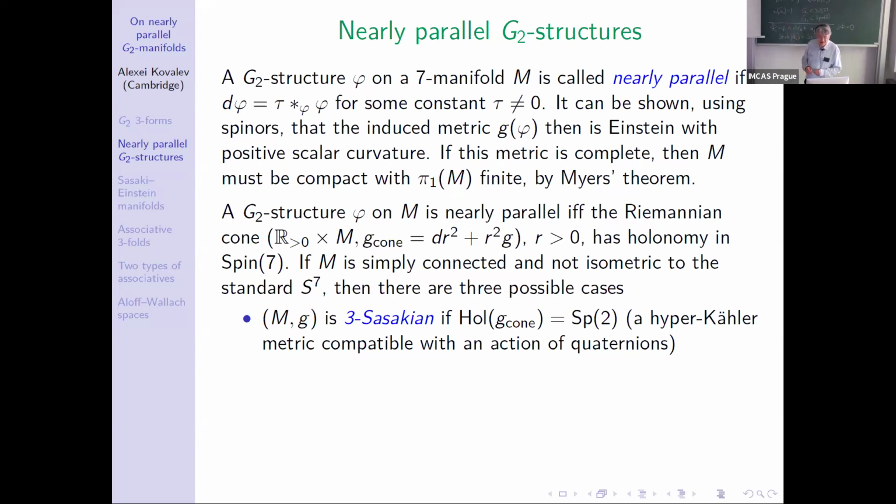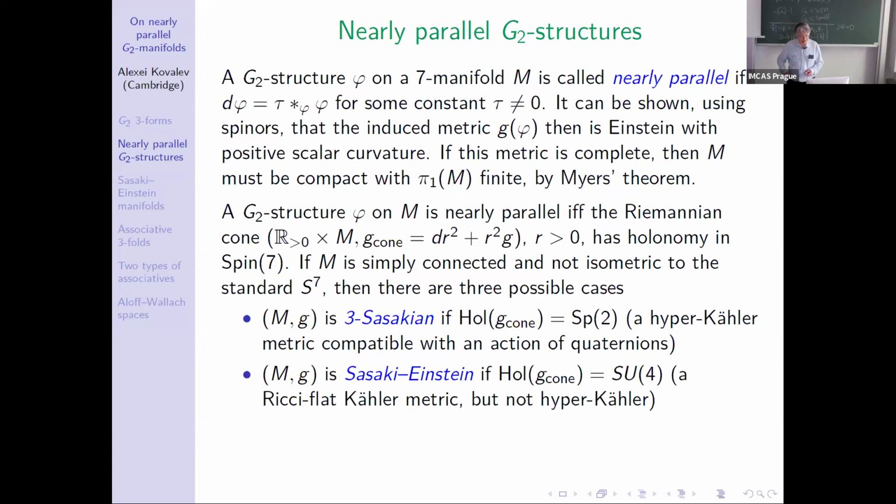It turns out that one exceptional case is that if M is a 7 sphere, then the cone is just the Euclidean R8. If not, there are exactly three possibilities. So the holonomy group of this 8 manifold may be a symplectic group of rank 2. That means the metric is hyperkähler, compatible with the action of quaternions. And then the 7 manifold M that we started with is called 3-Sasakian.